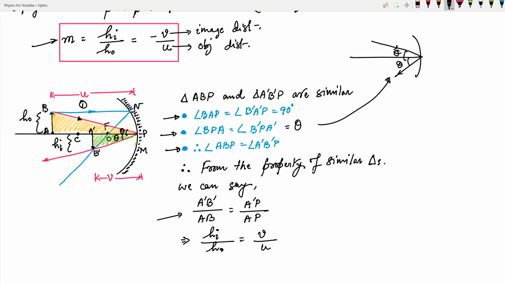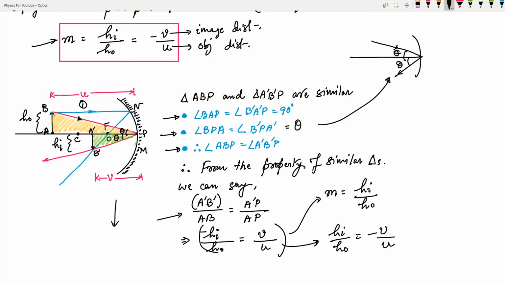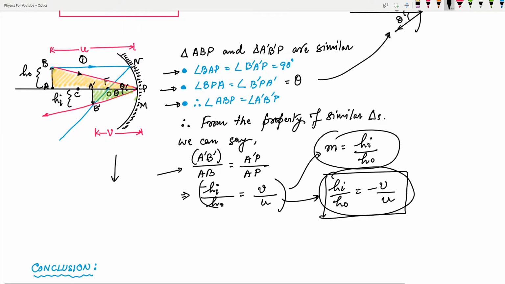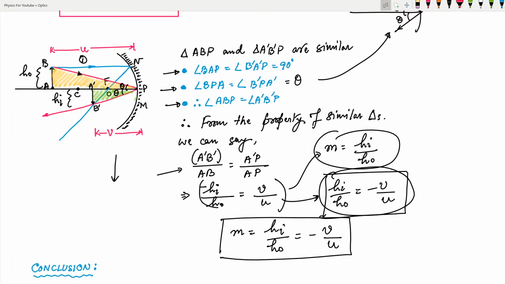Now I have missed out something. If you look at A dash B dash, it is moving in the downward direction, that is, the image that is formed is actually inverted, therefore we need a negative sign here, isn't it? So we can directly say that m, which is nothing but hi by ho, from this concept we found out that hi by ho is equal to, we took the negative sign this side, towards the right side, then it will be minus v by u. Therefore, comparing this and this equation, we can say that magnification is given by hi by ho, and it's also minus v by u. Okay, so this is the formula for magnification.